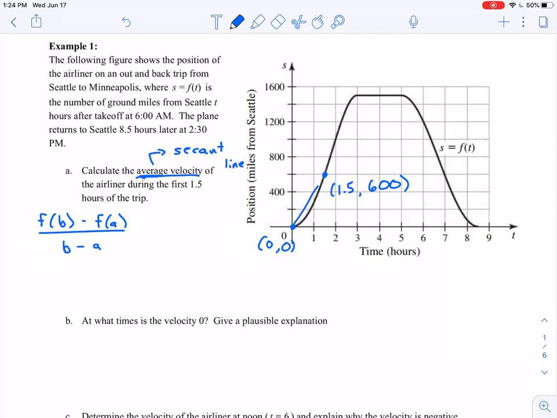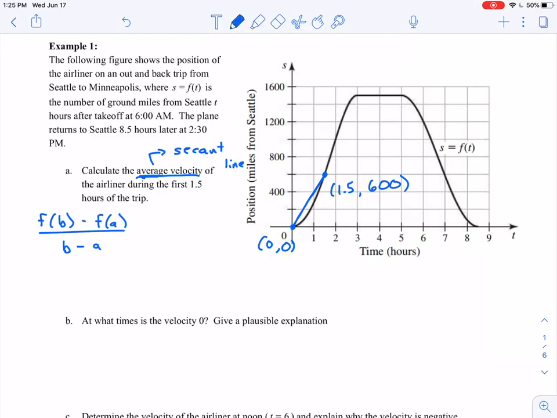If I sketched in the secant line, it would look something like this. This part right here is the part we're really interested in. What's the slope of that little line segment? I'm using essentially this slope formula, and I have everything laid out: (0, 0) and (1.5, 600). I don't have a function to plug in these x values, but then again, I don't need it because I have the y values already included.